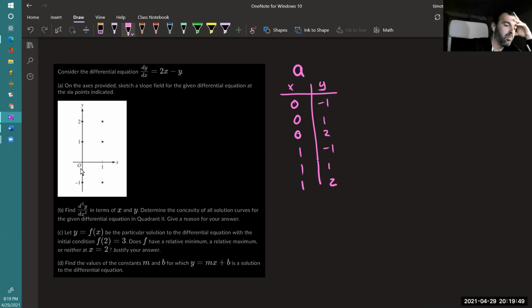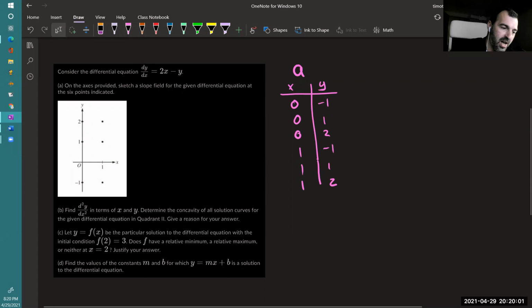Okay. Question is, how do I figure out the slope? Well, dy dx is the slope. So I just take these values, plug 0 into x and -1 into y, and I get my slope. So 0 minus a -1 is a 1. So I'm going to write dy dx is 1.